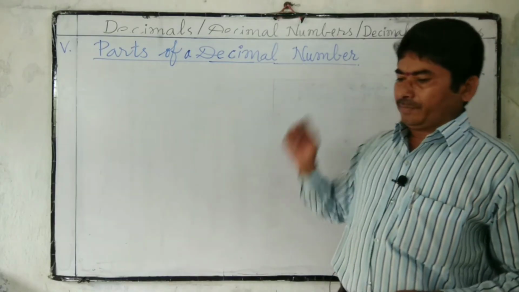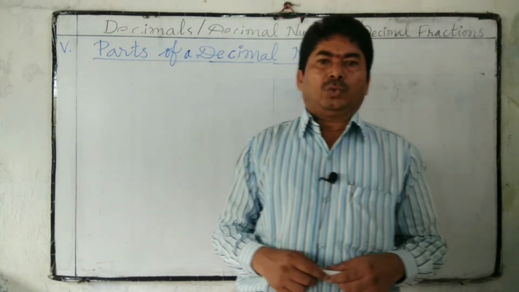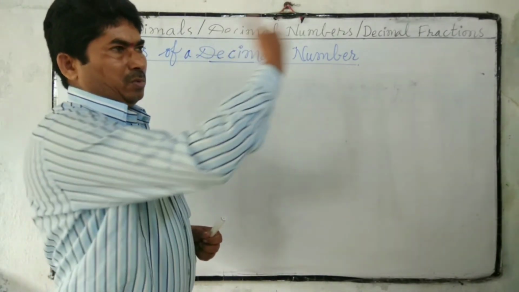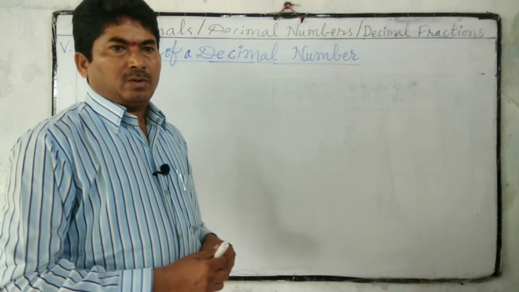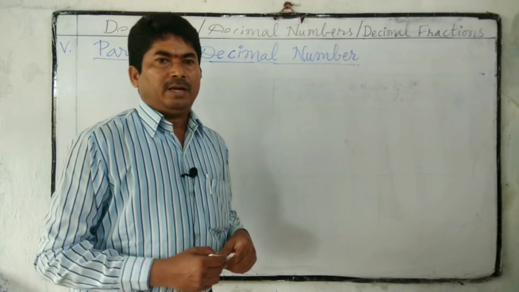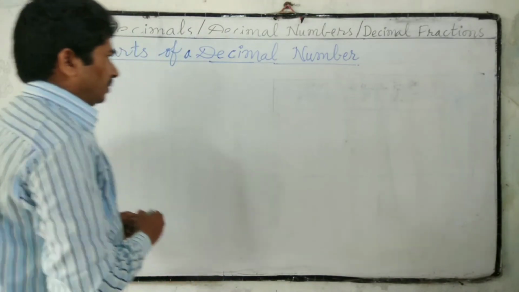Parts of a decimal number. A decimal number has two parts. They are decimal part and whole number part. Whole number part is also called integral part. Let us see in detail in an example.